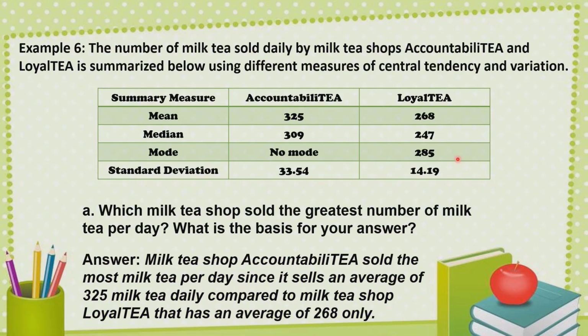Which milk tea shop sold the greatest number of milk tea per day? What is the basis of your answer? Milk tea shop Accountability sold the most milk tea per day since it sells an average of 325 milk tea daily compared to milk tea shop Loyalty that has an average of 268 only. We can see that here in the value of their mean. Accountability sold 325 milk tea per day, while Loyalty sold 268 milk tea per day.